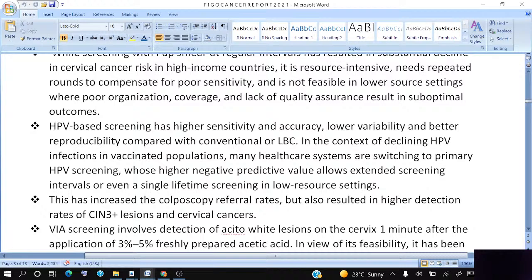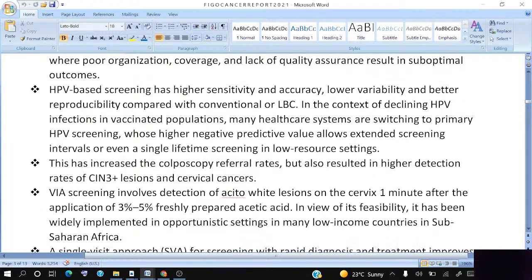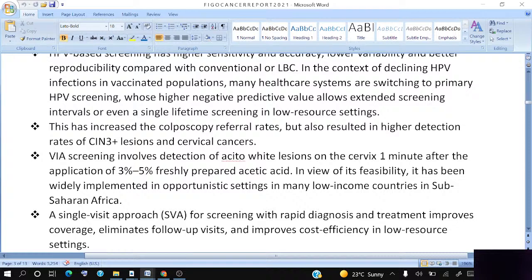So HPV-based screening has higher sensitivity and accuracy, lower variability, and better reproducibility compared with conventional cytology or LBC, in the context of a declining HPV infection in a vaccinated population. Healthcare systems are moving toward primary HPV screening, which has a higher negative predictive value, allowing extended screening intervals or even lifetime screening in low-resource settings. This is thus increasing the colposcopic referral rate, but also results in a higher detection rate of CIN3 lesions and cervical cancer.